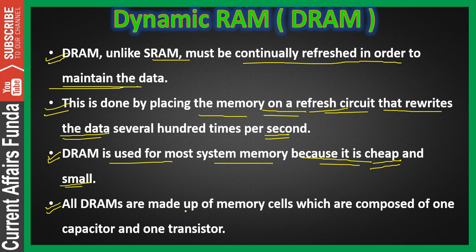All DRAMs are made up of small memory cells. So how is your DRAM made? It is made using small memory cells, which are composed of one capacitor. Look, in SRAM, what is used in its construction? There is a need for 6 transistors. But in DRAM, how is it composed? It has one capacitor and one transistor. This is the big difference.